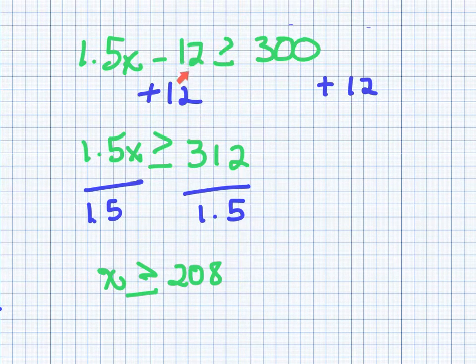We're going to add 12 to both sides to get rid of the 12. And now we have 1.5x is greater than or equal to 312. Divide that by 1.5, and we end up with x is greater than or equal to 208. So that's how we took the information and put it into a form here.